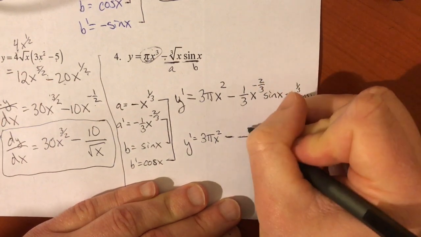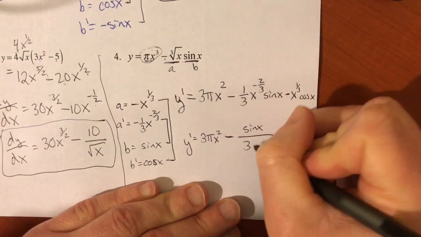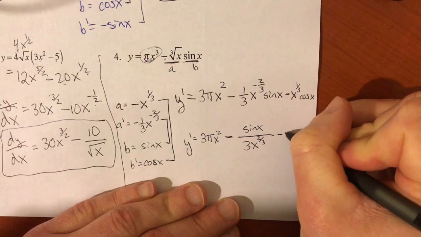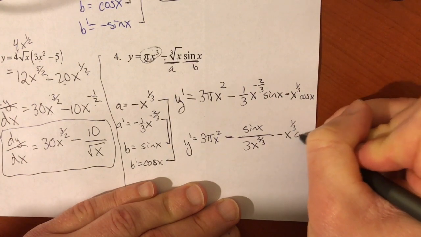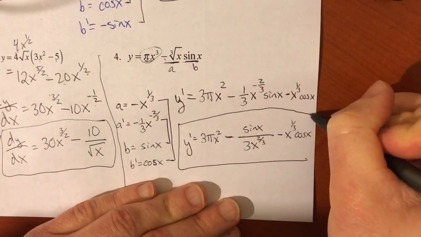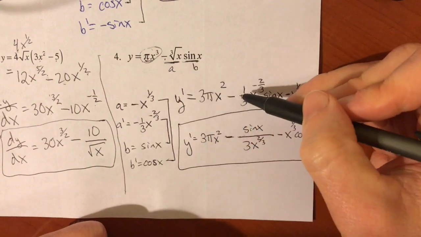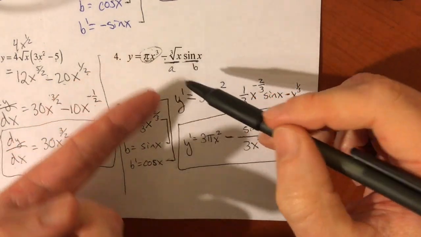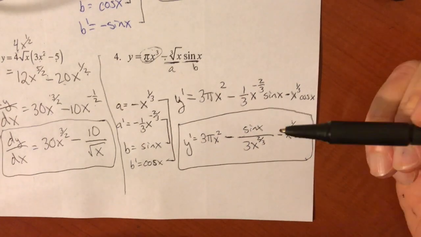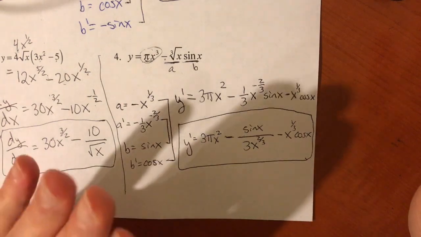You can make it all one big fraction if you want to put the sine of x in the top, but the 3 is in the denominator, x to the 2/3 in the denominator. And then this minus x to the 1/3 cosine of x. Change it back to cube root if you like. But there we go. So nothing is really too hard. It's more about just staying organized and not making silly algebra mistakes. That is probably one of the biggest things in calc, watching those silly algebra mistakes.